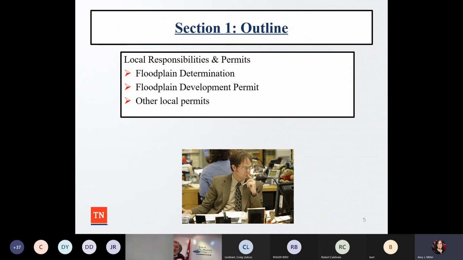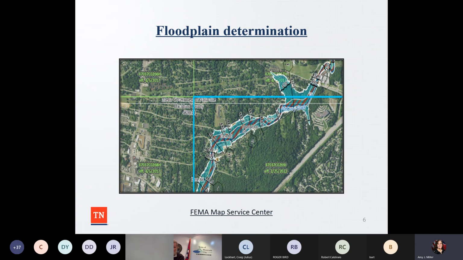So for the local responsibilities, we're going to talk about floodplain determination, whether a property is in or out of a special flood hazard area, obtaining a floodplain development permit, and then some different types of other local permits. The first one is floodplain determination. One of the biggest things we recommend when it comes to floodplain management is looking at the FEMA flood insurance rate map and entering a parcel number or property address to determine if it's in a special flood hazard area or not.